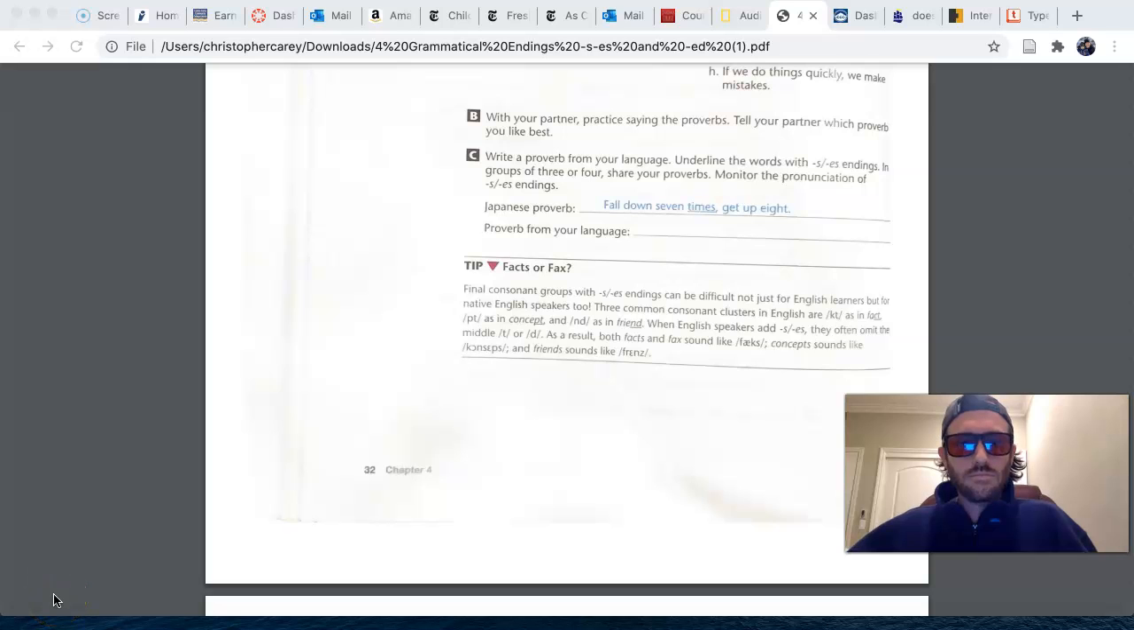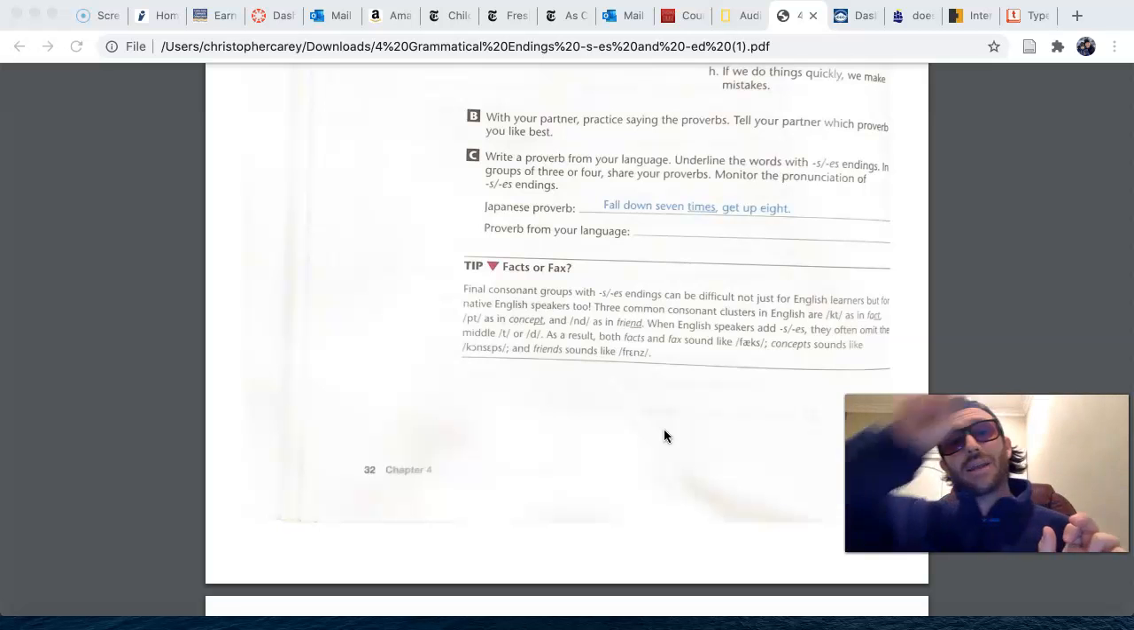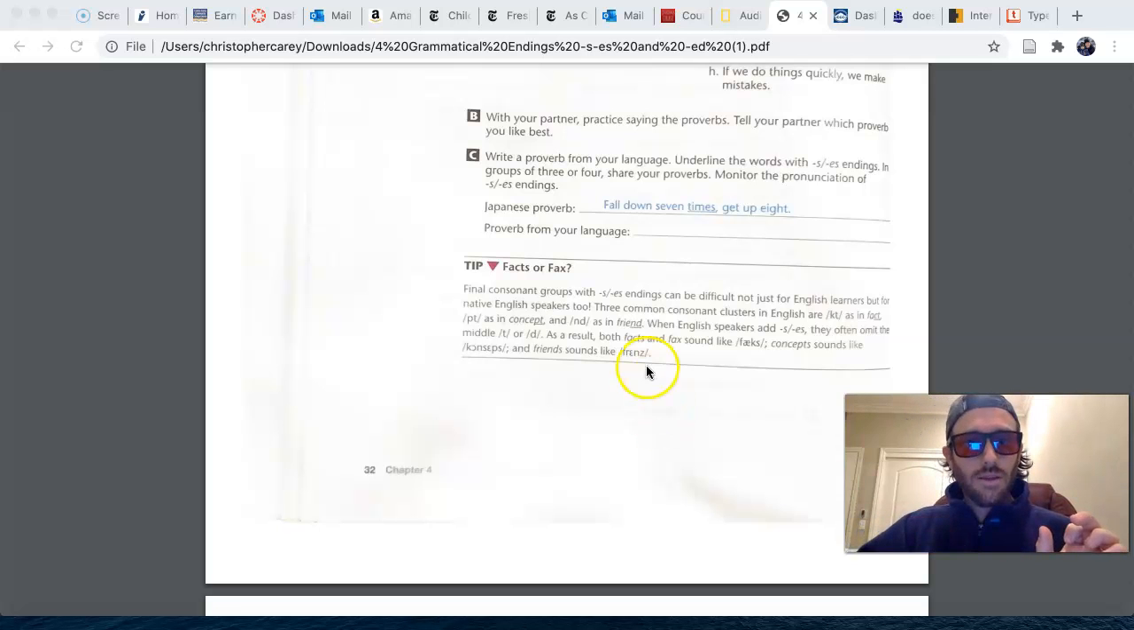All right, everybody, here we have a pronunciation tip on the S and ES endings and how it can be particularly difficult for not just English language learners like yourselves, but also for native speakers. What can make these endings very difficult is when they come in a consonant cluster, where the last few letters of a word are consonants, and then you're adding another consonant, S or ES, to that, creating what's called a consonant cluster.